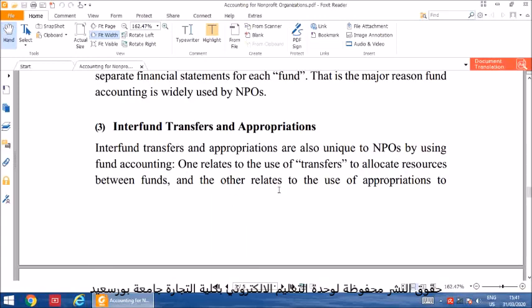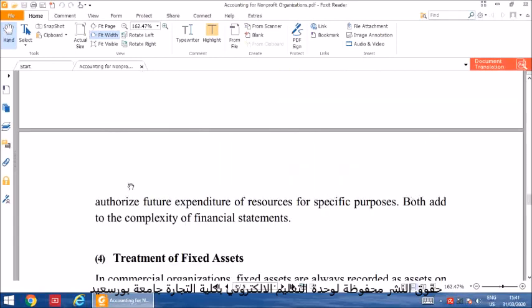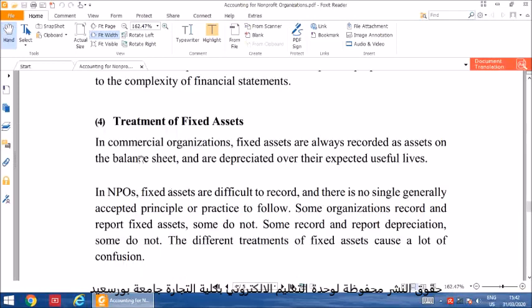So, transfers allocate resources among funds, and appropriations authorize future expenditure of resources for a specific purpose. Both add complexity to financial statements.